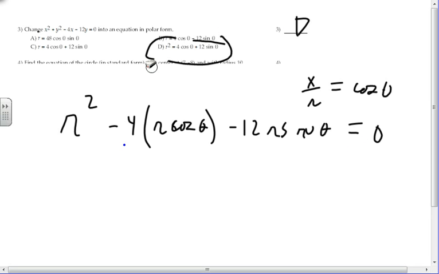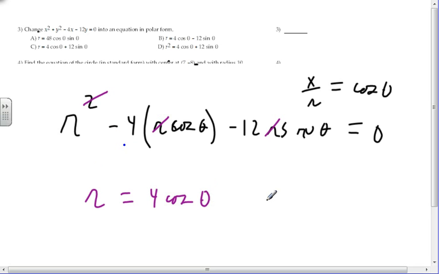Wrong. No, that's not the issue. The issue is I've got an r here, an r there, and 2 r's here. So r is equal to 4 cosine theta plus 12 sine theta. And that's C. Okay, so I got it right there, and then I messed it up when I went down.